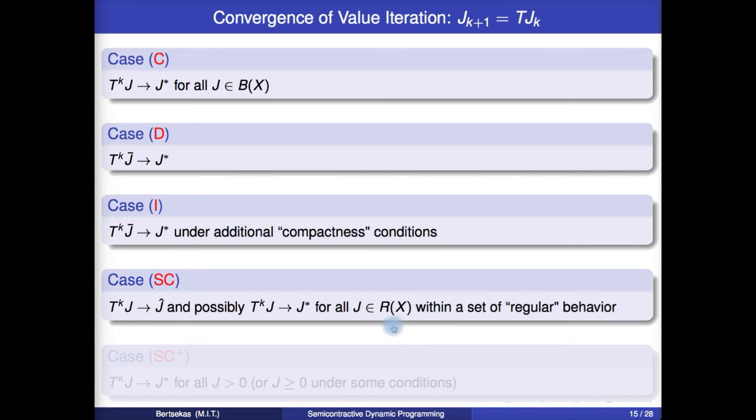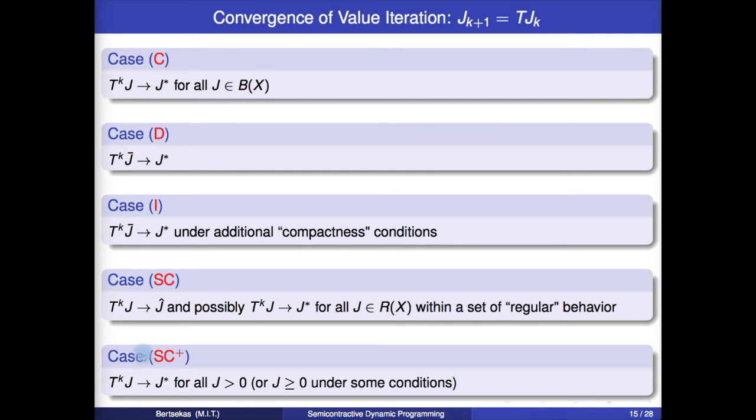In the semicontractive case, we have convergence to J hat and perhaps to J star for all initial real valued functions, at least under some assumptions, but for all J within the set of regular behavior, the well-behaved set, the set of all J that are greater than J hat and belong to the set S. And depending on the assumption, you may have somewhat stronger results. In the case where you have semicontractive models within the space of positive functions, you get similar convergence result for all the initial conditions that are positive J or non-negative J, depending on the conditions. But it's a somewhat complicated story with different special cases.